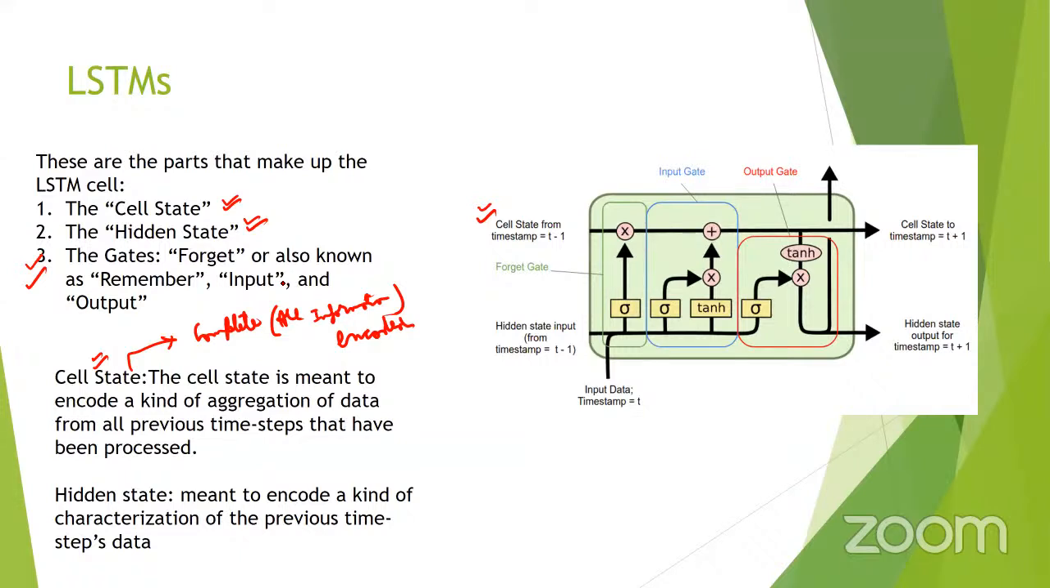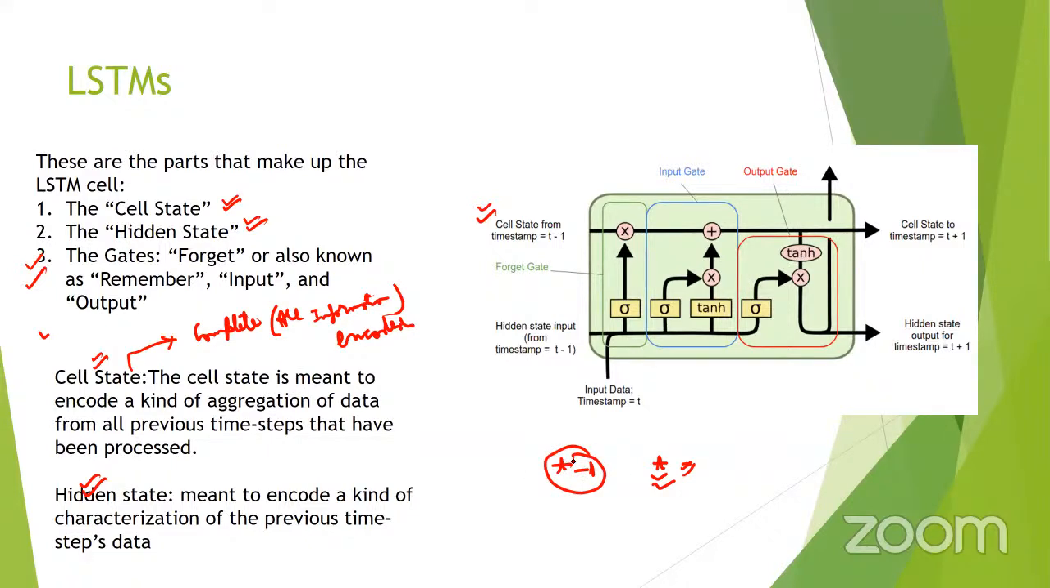The other one is your hidden state. Your hidden state is more concerned with the previous time step only. So if I'm talking about time step T, this hidden state will be storing the information from my previous cell, or previous time step. It will have the information of T minus 1.